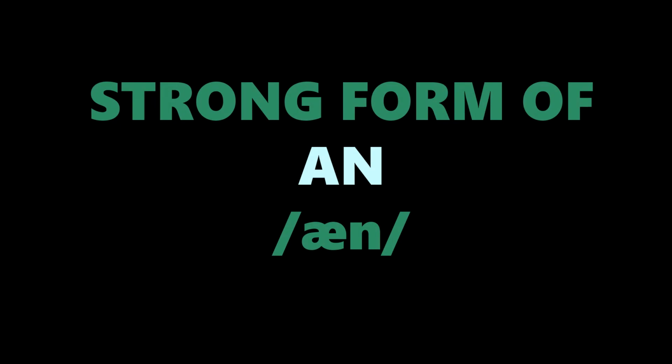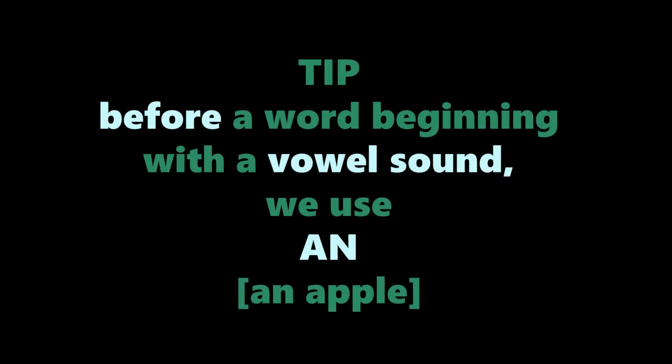Thinking about an then. So we've got that an. Again, we're in strong form here. An is used if the word that comes next begins with a vowel sound. So the example we've got here is apple. Apple begins with that a, so it's an apple.